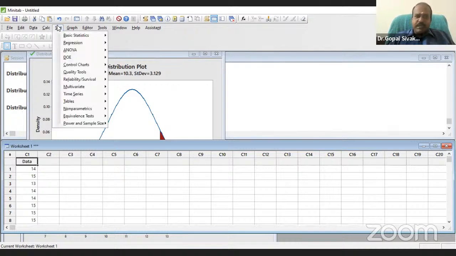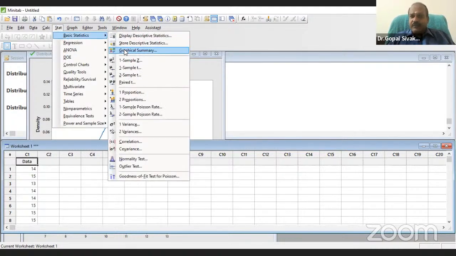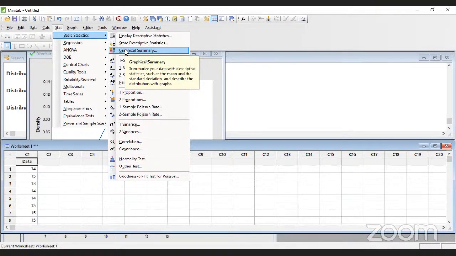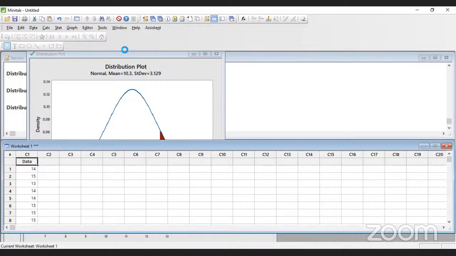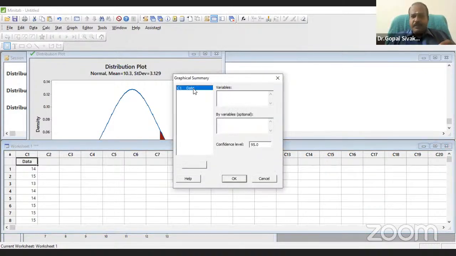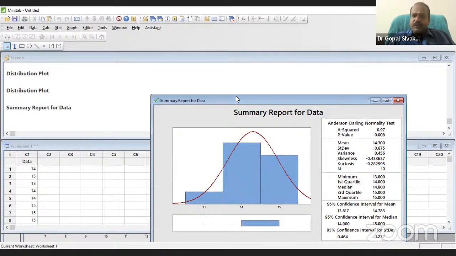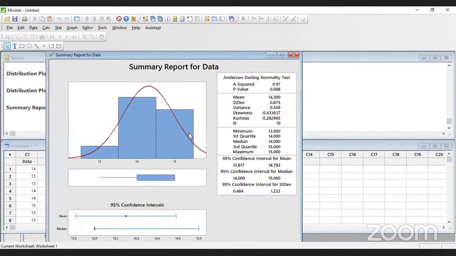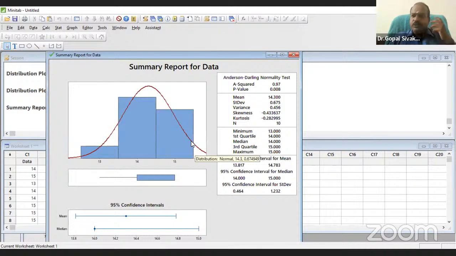Now go to Stat, Basic Statistics, Graphical Summary. You know why I am going for graphical summary? I should get the histogram to understand whether the data is normally distributed or not. Right now, you assume everything is normally distributed. We will teach you how to check the normality later on. Now the assumption is normally distributed.